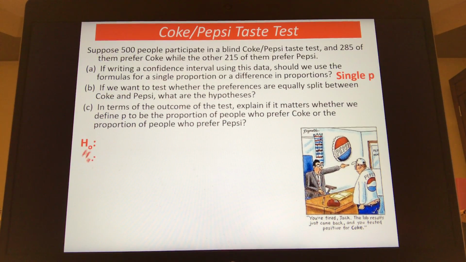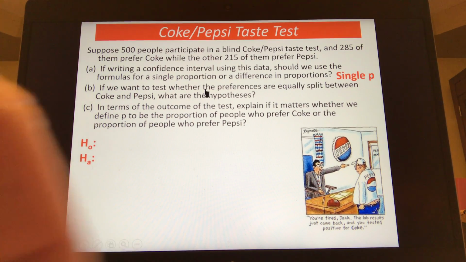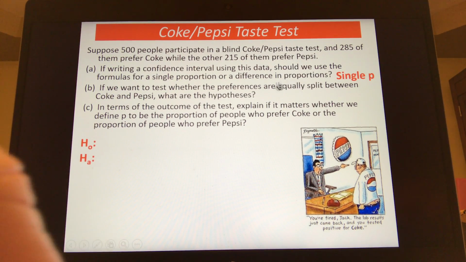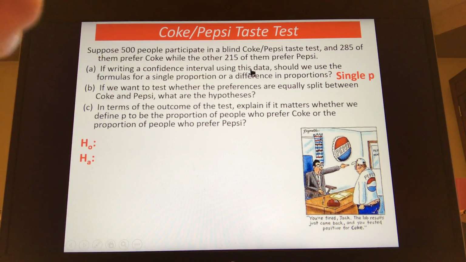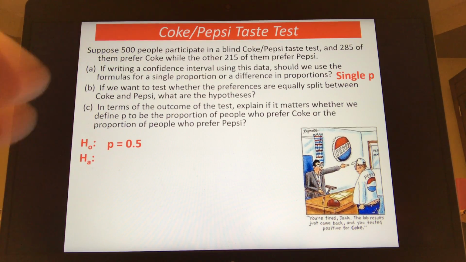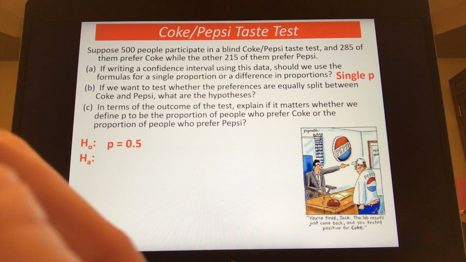So think back to H naught and the alternative hypothesis, something we've been doing all year now. Great cartoon, by the way. It says here, we're testing whether the preferences are equal. Well, because there's two groups, if they're equal, that means they're going to be 50% for the entire population. And then if we're just checking if they're equal, there's nothing in here that suggests Coke or Pepsi is a higher percentage.